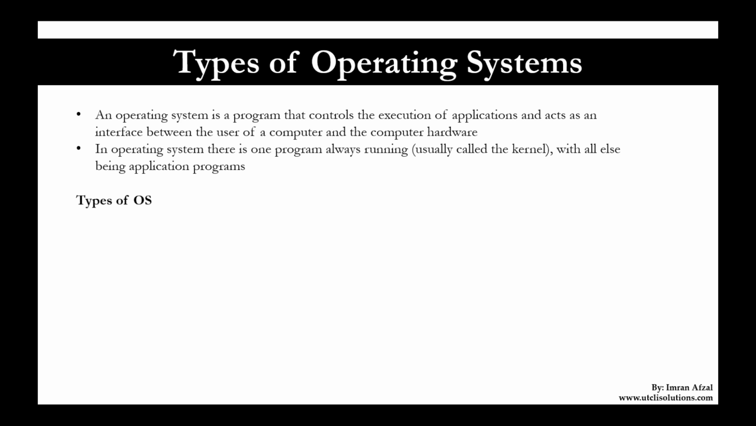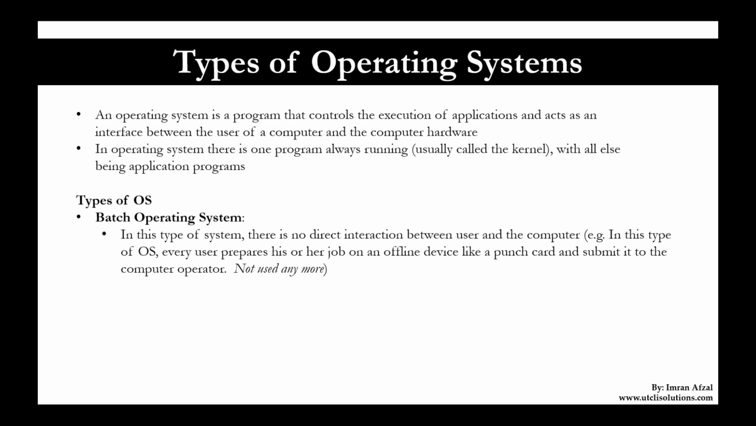Now, what are the different types of operating systems that are out there or that were used previously? The first one is the batch operating system. In this type of system, there is no direct interaction between the user and the computer. For example, in this type of OS, every user prepares his or her job on an offline device, like a punch card, and submits it to the computer operator. Now, this type of operating system is not used anymore.